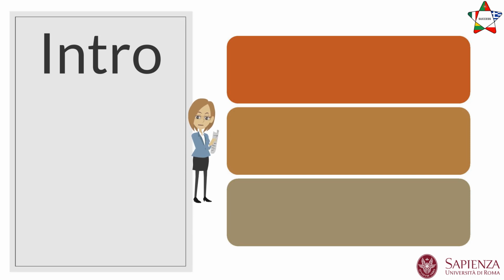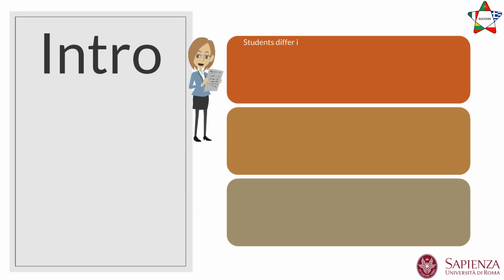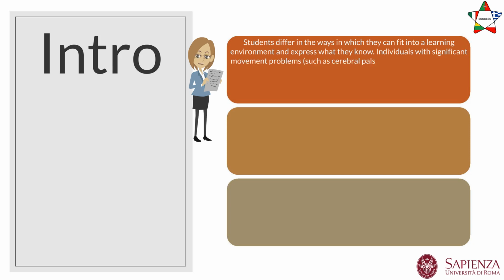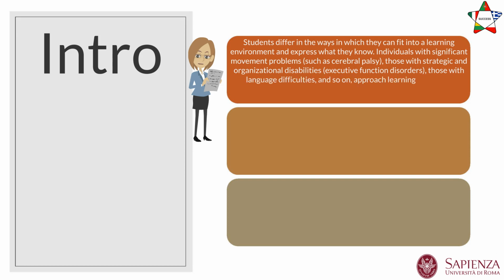Let's make a small introduction first. Students differ in the ways in which they can fit into a learning environment and express what they know. For example, individuals with significant movement problems, such as cerebral palsy, those with strategic and organizational disabilities, executive function disorders, those with language difficulties, and so on, approach learning tasks very differently. Some may be able to express themselves well in written text but not in spoken text, and vice versa.